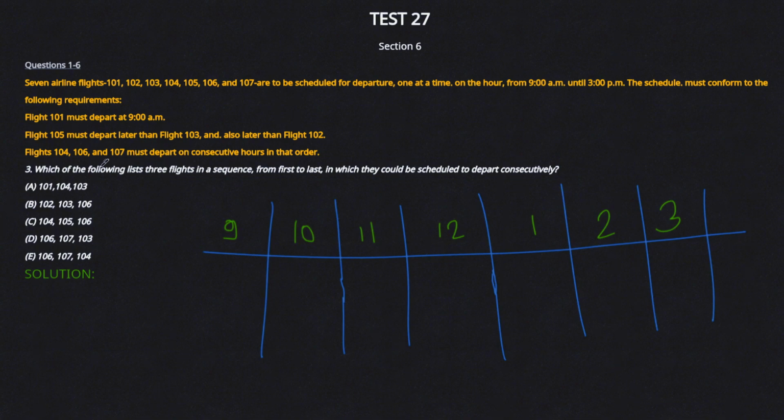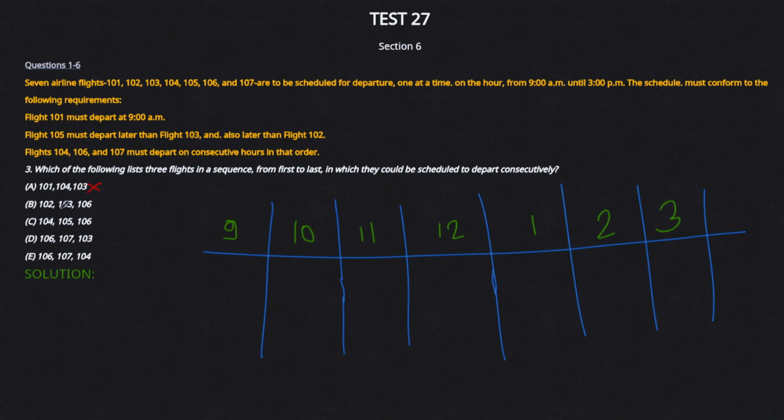Question number 3. Which of the following lists 3 flights in a sequence from first to last in which they could be scheduled to depart consecutively? Okay, so we need 3 such flights that can go one after the other. Let's just go over the options. It says 101, 104, and 103. This is wrong based on the last premise. We know 104, 106, and 107 have to be in consecutive order, but here we have 103 after 104. So this is a cross out. We need to have 106 after 104. So option A is not a viable option.